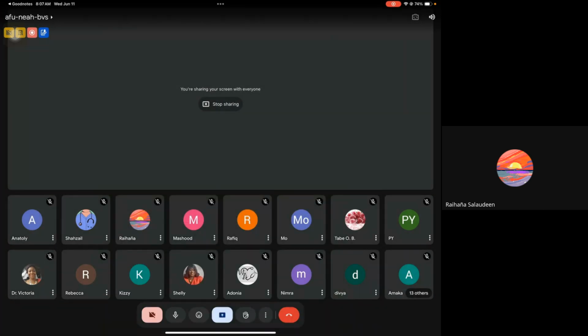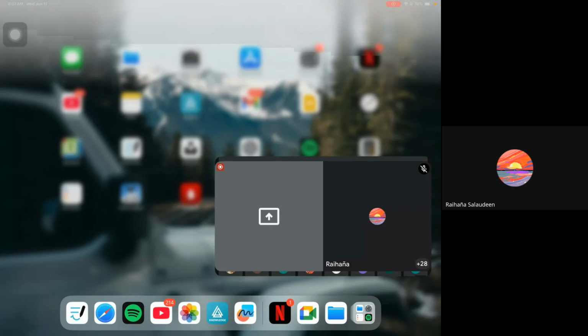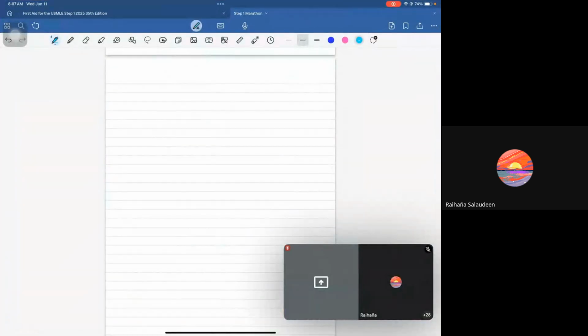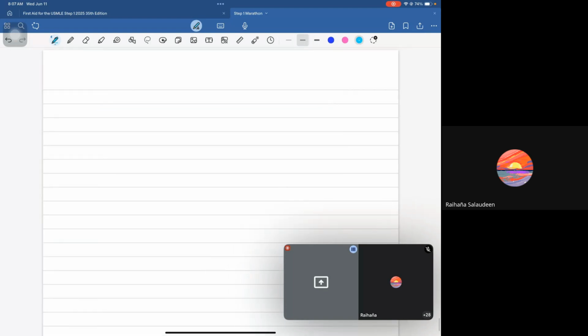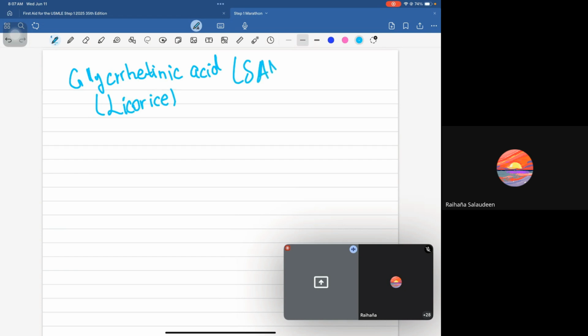Okay, guys, any questions regarding this? Okay. Now, why is this occurring? This is hereditary, and we have another thing which is known as glycyrrhetinic acid, which is present in licorice, right? And this is going to cause this syndrome. This is going to lead to the syndrome of inappropriate mineralocorticoid excess, right? Is this clear, guys?